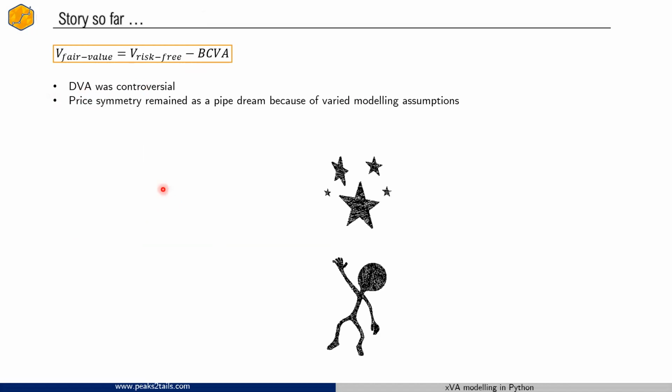Now, DVA was controversial. Definitely the intention was to bring in some kind of price symmetry so that both counterparties will come to the same price. But price symmetry remains a pipe dream because even if they capture the components together, some underlying assumptions could be very, very different for the bank and for the counterparty. The modeling assumptions are always different between two different entities. So the way the bank calculates the CVA part and the way the counterparty calculates the DVA part, or vice versa, there would be different assumptions. So this price symmetry was the ambition. In practice, it was never achieved. It worked in theory, but in practice, it remains a pipe dream.